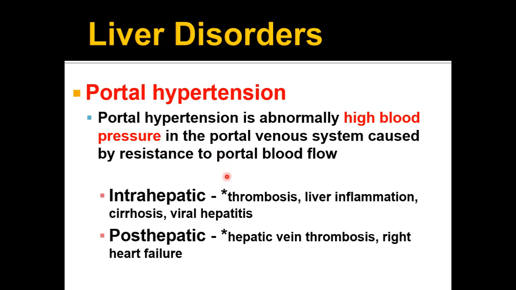Remember, the portal vein is the vein that collects all of that nutrient-rich blood from the GI tract and then brings that blood into the liver for further processing. And if there is high blood pressure within the portal venous system, then that's going to cause complications for sure. So what can cause portal hypertension? Well, thrombosis, or even liver inflammation, or liver cirrhosis that we'll look at in a few minutes, or even hepatitis that could go along with liver inflammation.